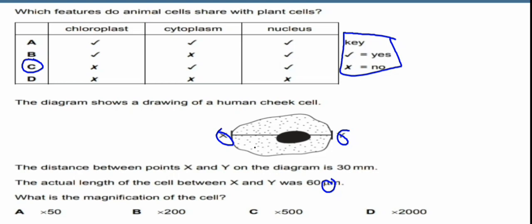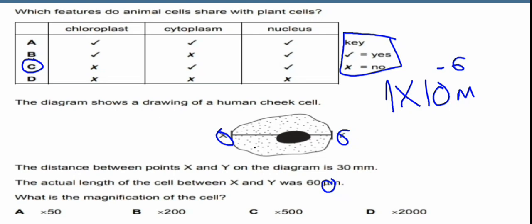So millionth, we usually write in this form, where we say 1 multiplied by 10 to the power negative 6, then we say meters, or millimeters, whatever you have. So the question is saying, what is the magnification of the cell? Now one thing that we need to do here is convert this 60 micrometers into millimeters.